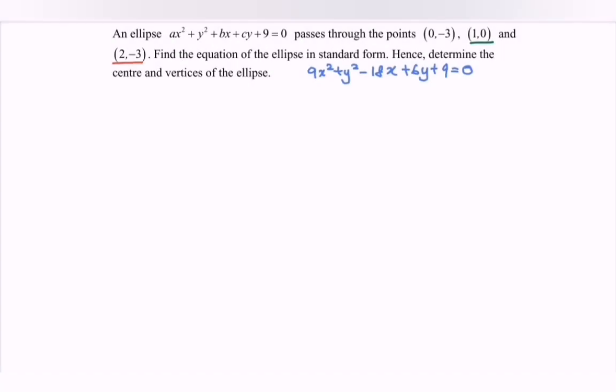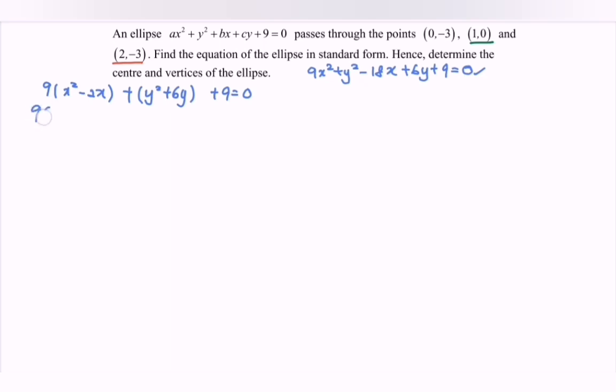So continue. Find the equation of the ellipse. So here we have the equation of the ellipse, but in the standard form. So meaning that we have to complete the square. So 9 bracket, we have x squared minus 2x plus y squared plus 6y, and then plus 9 equals 0. So now start to complete the square.